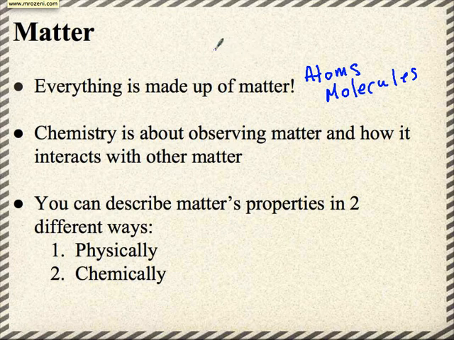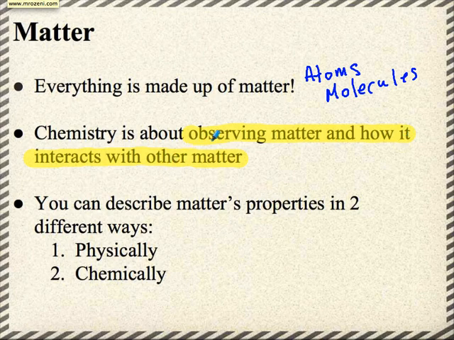All right. And what chemistry is all about, it's all about observing matter, right? And how does it interact with one another? How does it interact with other matter? That's what chemistry is all about. And we'll learn later on about how that works and how electrons play a role in this. But the idea is you're using a lot of observations to figure out what just happened, all right?